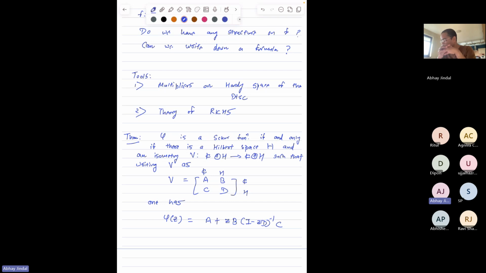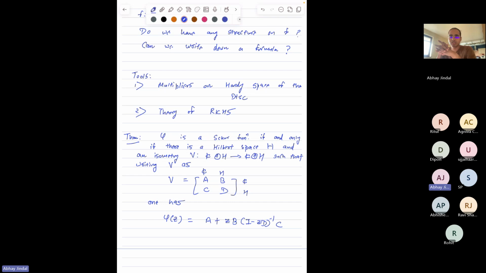Why does the inverse make sense? Why is it holomorphic? Quick note: since V is an isometry, D will be a contraction, meaning the norm of D will be less than or equal to 1. So the spectrum of D will be inside the closed unit disk, and hence 1/z, if z is coming from the disk, cannot be in the spectrum of D. So I minus zD is perfectly fine, invertible, and (I minus zD) inverse will have a power series expansion, the summation of z^n D^n, because the norm of zD is strictly less than 1.